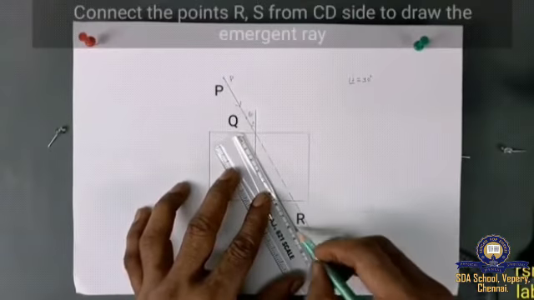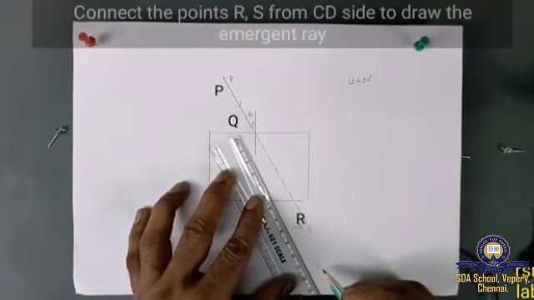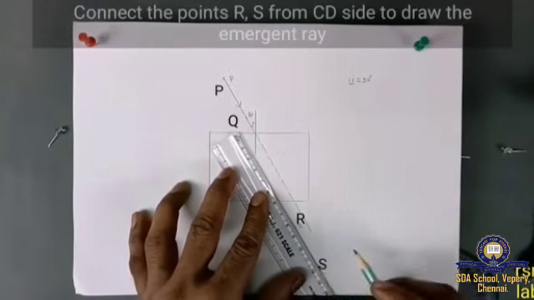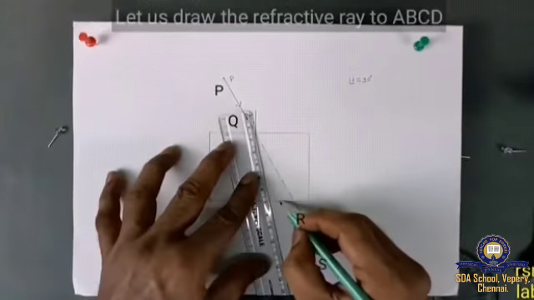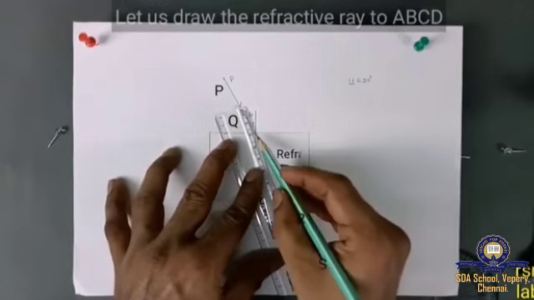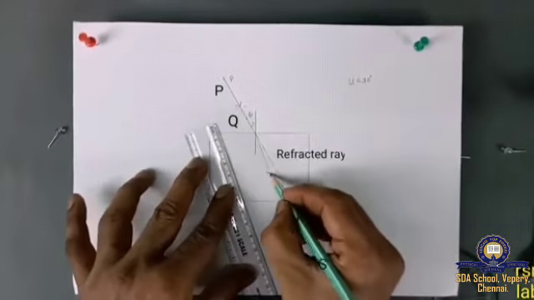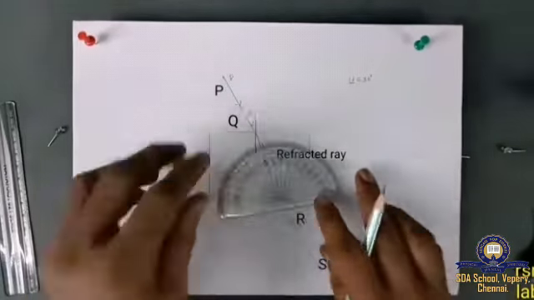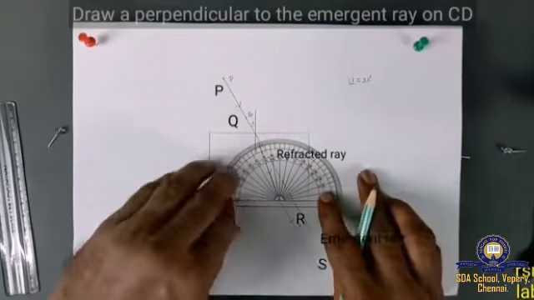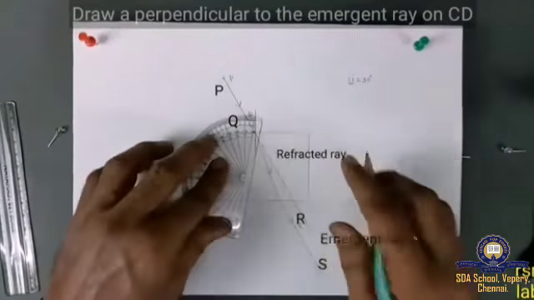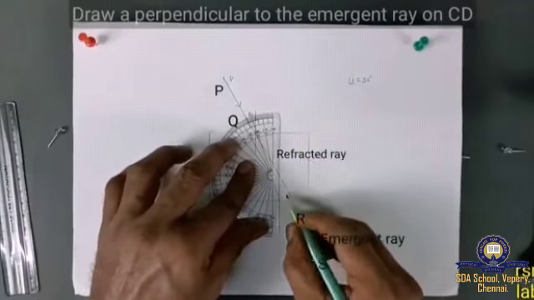Connect the points R, S from the CD side to draw the emergent ray. Let us draw the refracted ray inside ABCD. And I am doing it, children. You can see it clearly. Draw a perpendicular to the emergent ray on CD.